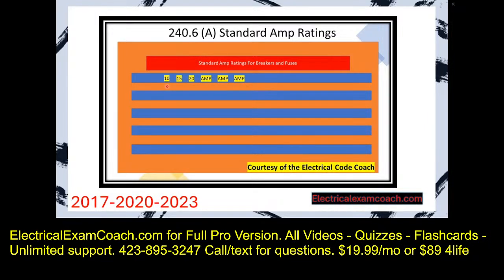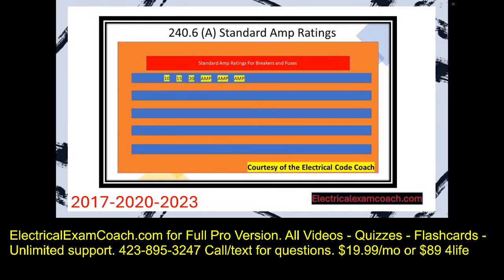And then it goes up by fives: 15, 20, 25, 30, 35, 40, 45, 50. And when we get to 50, it starts jumping by tens and even larger numbers as we move up in amperage. The reason that this table is so important is it unifies the entire electrical industry. The manufacturers make these size breakers. The stores stock these size breakers. Installers purchase these size breakers, and when we are doing our load calculations in the NEC, these are the sizes that we're actually going to use. We're going to learn all about it in this lesson. Table 240.6(A), standard ampere ratings for breakers and fuses.